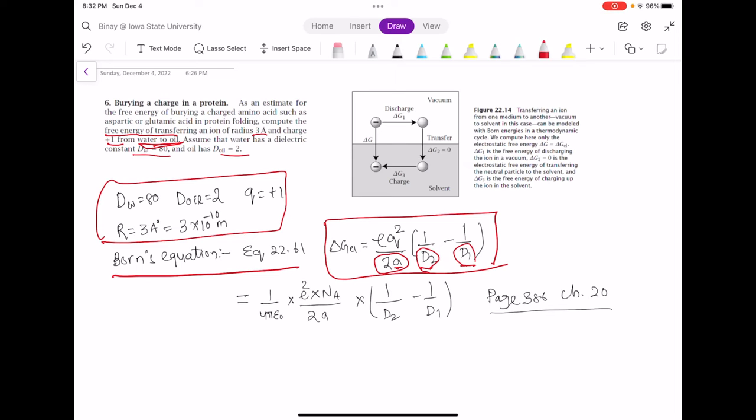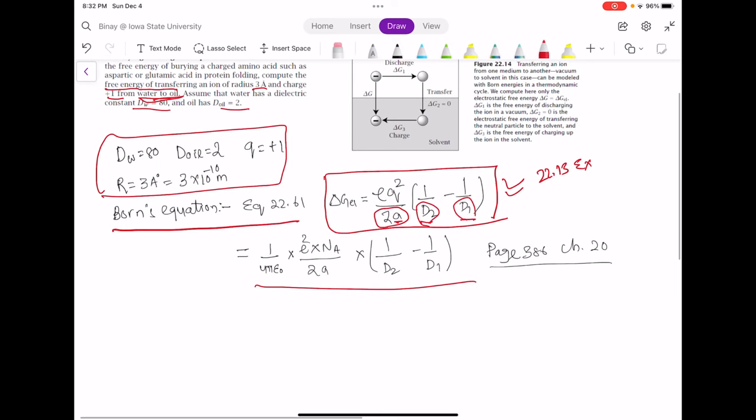This question can be solved either the way the book solved it in example 22.3, or by directly substituting the values. I will choose to substitute the values and solve, instead of going through and calculating a Bjerrum length and all. So instead of doing that, I'll use this formula.